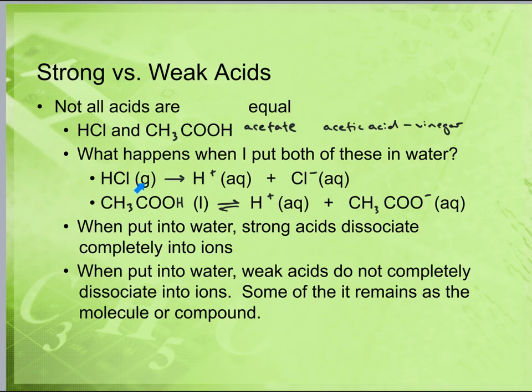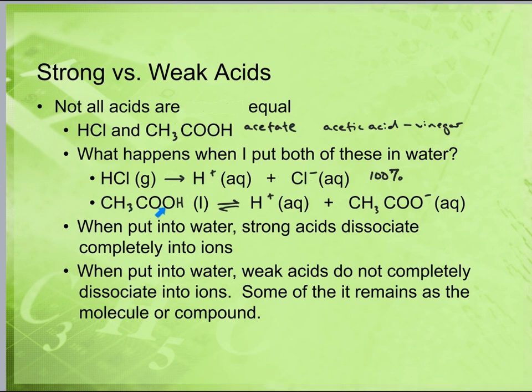Well, HCl, hydrochloric acid, is what forms. It comes from hydrogen chloride gas. But what happens is you get 100% of it breaking apart. All of the HCl becomes H plus and Cl minus. So this arrow only points in the forward direction because we get 100% dissociation is what this is called.